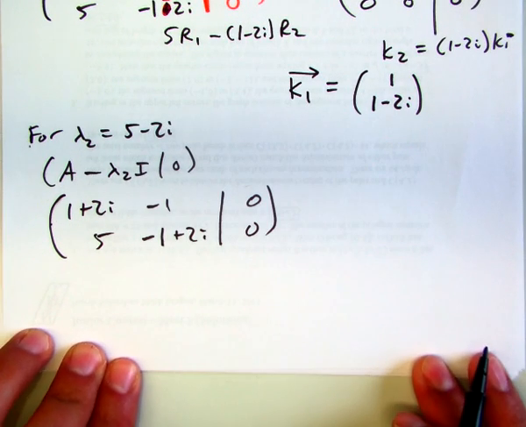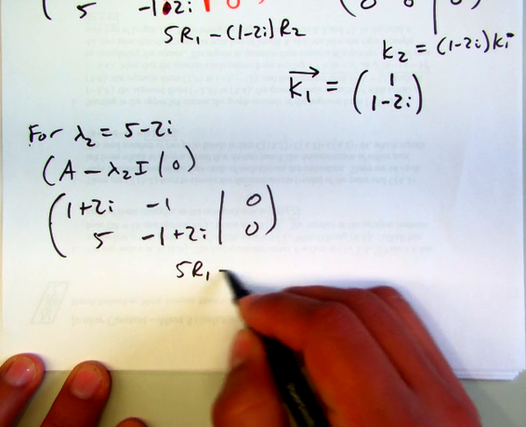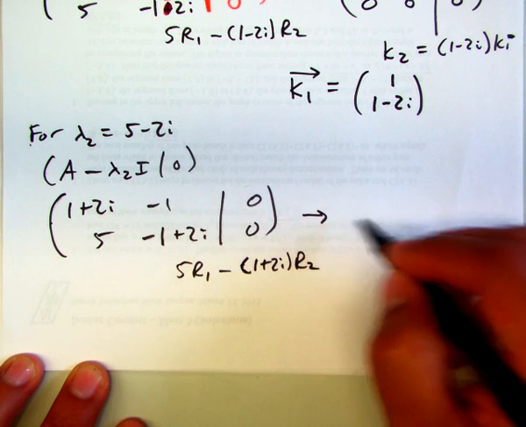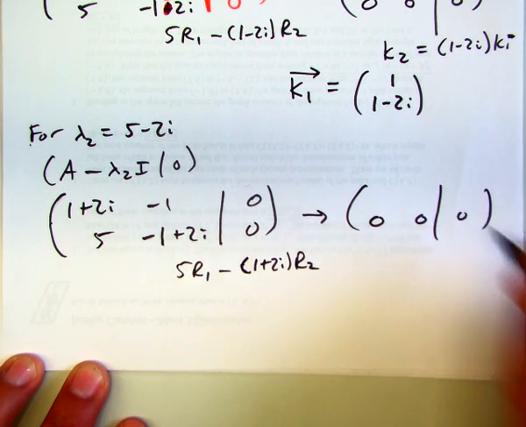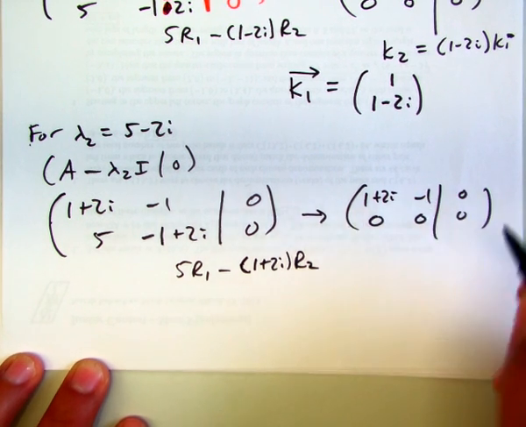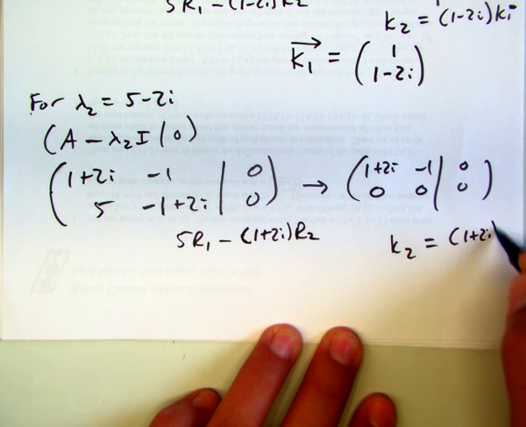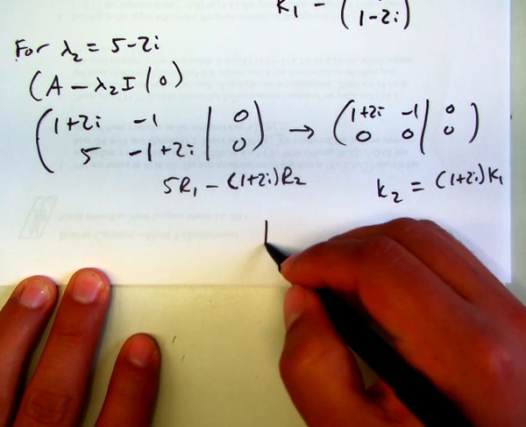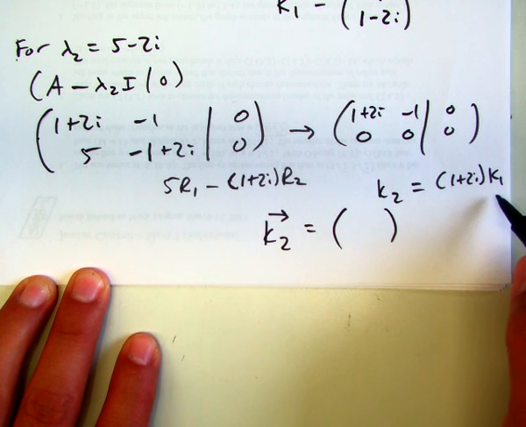And if you do the same procedure as before, take 5 times row 1 minus the quantity 1 plus 2i times row 2 to get a 0 in the bottom row. This will go to 0, this will go to 0. And we get pretty much the same relationship we did before. The only difference is that k2 is now equal to 1 plus 2i times k1. So then our eigenvector, if we let k1 equal 1, then k2 is just 1 plus 2i.